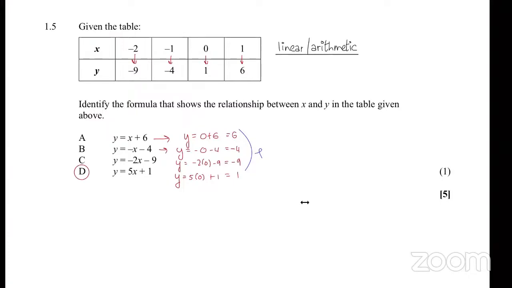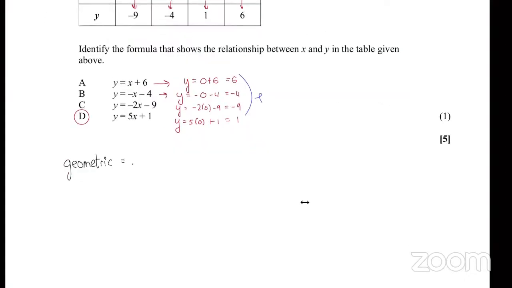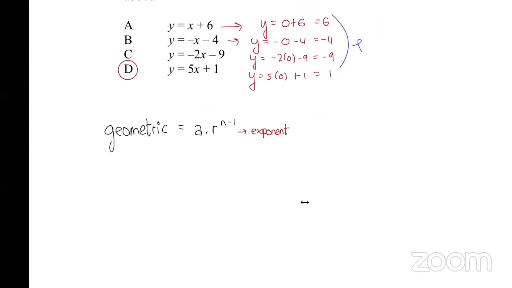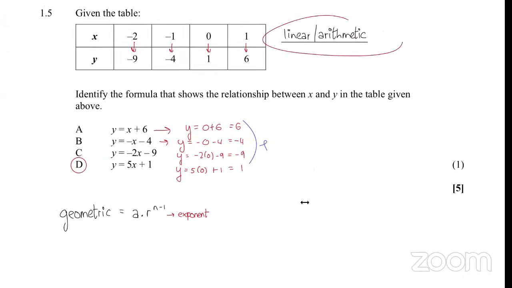And when we talk about a geometric pattern, which has R, I'm not sure how well you guys recall that lesson that we did, but the equation for this is A times R to the power of n minus 1. So in a geometric pattern we have an exponent, and that's definitely not linear. You will never see a straight line equation that has an exponent. So that's what you want to expect. So this is definitely a linear or arithmetic pattern.